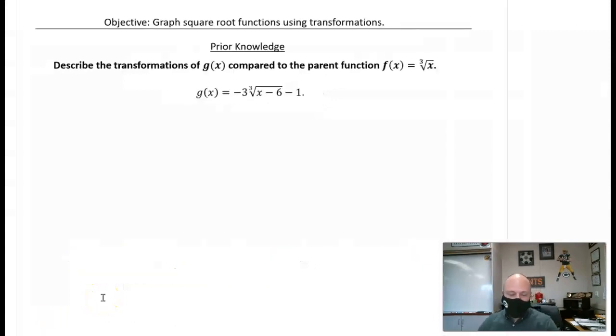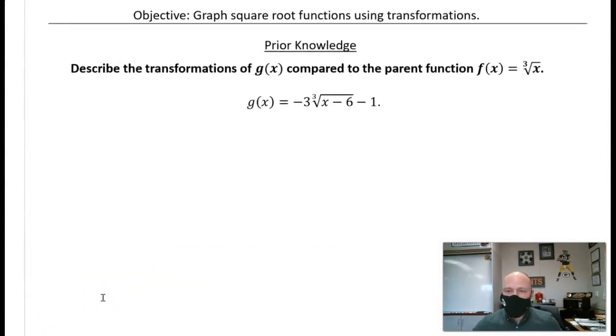So for prior knowledge, I want you to go ahead, please pause the video. I want you to just think about this and then describe what are the transformations on this cubic root function. What's a, h, and k, and what are the effects on the graph?